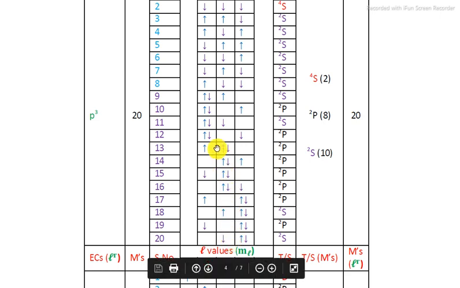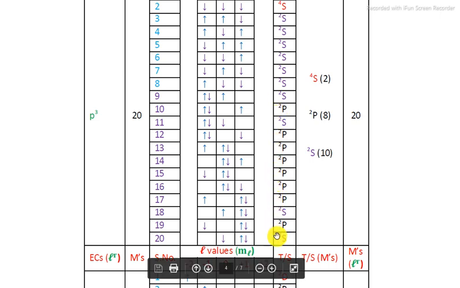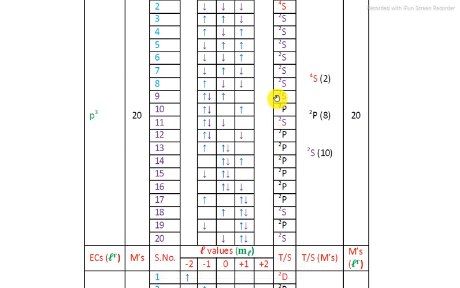For the microstates 9 to 20, the number of unpaired electrons in that subshell is only 1. That gives the total spin multiplicity 2 for the microstates 9 to 20. Total spin multiplicity is 2 only for the microstates 9 to 20. Let us see the term.